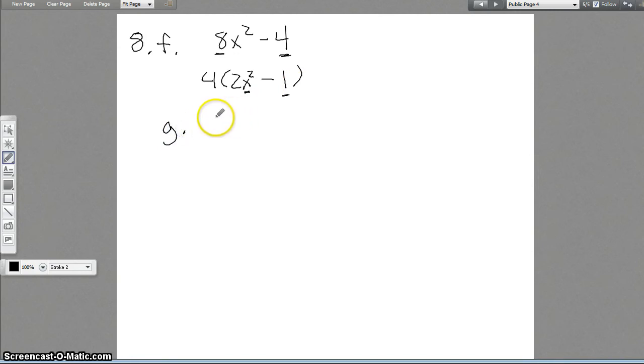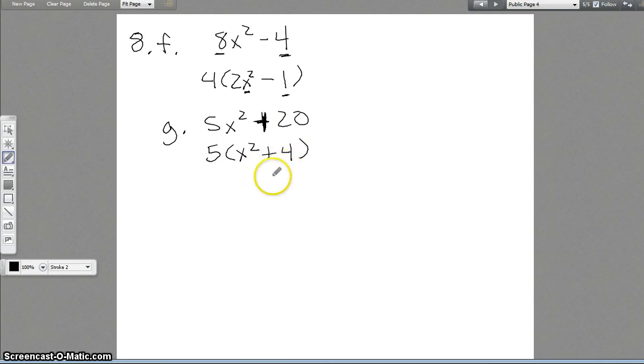Part G is 5x squared plus 20. Okay, we don't have the difference of 2 squares here, so we can't use that handy formula. But notice that the coefficient of the x squared and our number here are both multiples of 5. That means we can pull out 5. So I'm going to write a 5 here. What do we have to multiply 5 by to get 5x squared? Well, that would be x squared. What do we have to multiply 5 by to get 20? That would be a positive 4.